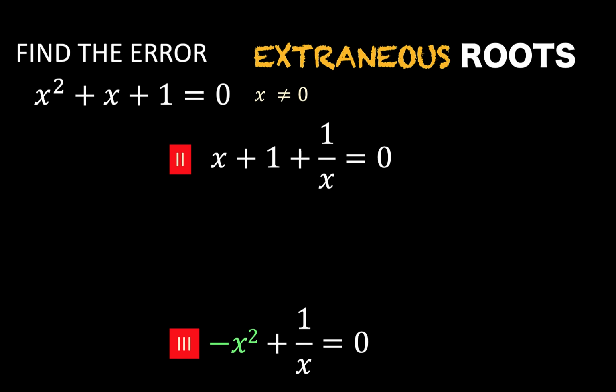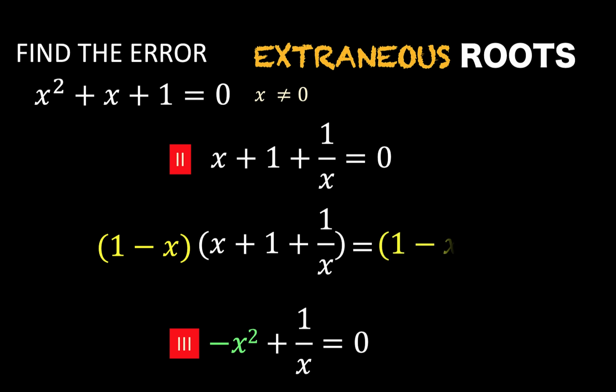And that happens when we multiply both sides of an equation by expressions containing variables, or by raising both sides of an equation to powers. In order to jump from step number 2 to step number 3, what happens is we multiply both sides of the equation in step number 2 by the quantity 1 minus x.